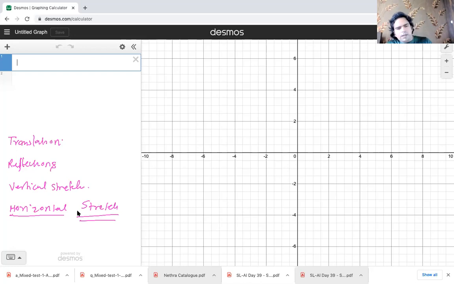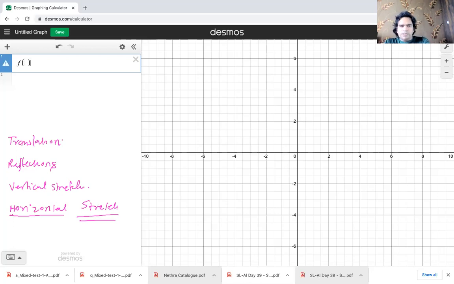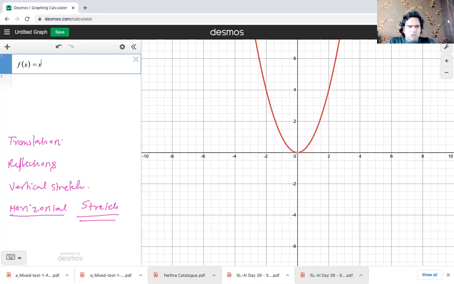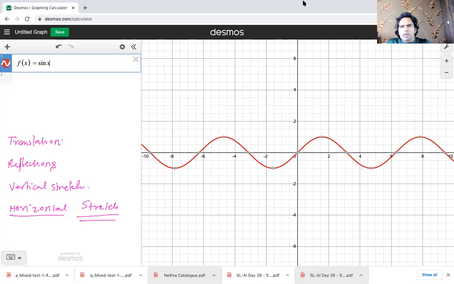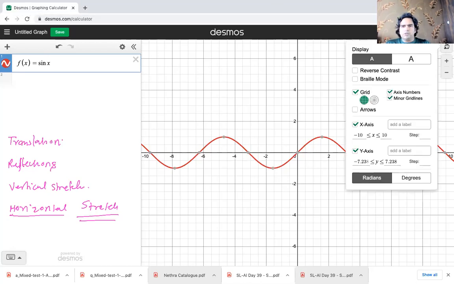Now when you talk about the function being transformed, the same equation is transformed into new equations to represent the new set of graphs. Let us say, for example, there's a function f of x equals x squared, or the best way to show it is with the trig functions. Let's say the sine x graph. Now, for international math, since we don't have radians, I'm just going to keep it in degree mode.